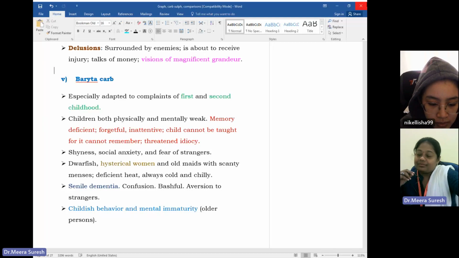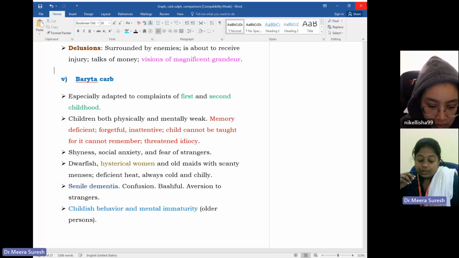So when you learned Baryta carb, probably you have learned the three constitutions. The children will be having this type of mentally retarded features. Then you might have learned that it is better indicated for old age people, especially when they have complaints with the blood vessels. We'll see that later. So old people, and also those people who have complaints with the prostate, Baryta carb is indicated for them. And the third constitution where Baryta carb is indicated is the unmarried women who are dwarfish also, which is showing their physical stunted growth and hysterical in nature.